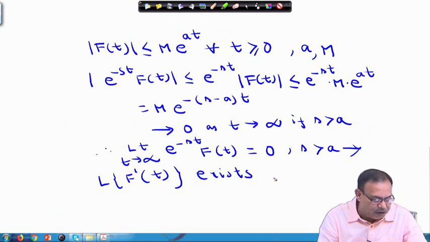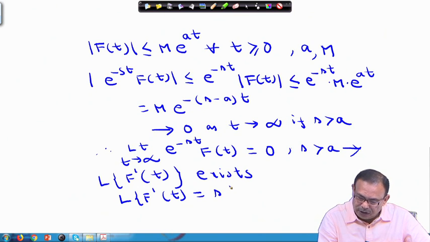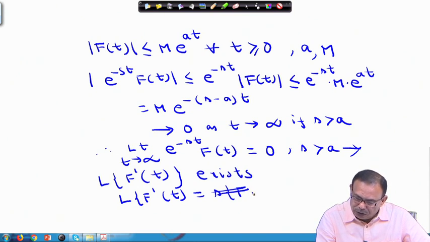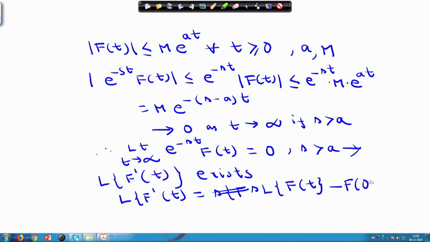Laplace transform of f dash t exists, and what will be the value of this Laplace transform of f dash t? The earlier thing which we got, that is, s into Laplace transform of f t minus this value, that is f 0, and the limiting value which approaches 0. So, this completes the proof: whenever the function f t is a continuous function, then we are showing that Laplace transform of f dash t exists and Laplace transform of f dash t is equal to s into Laplace transform of f t minus f 0.